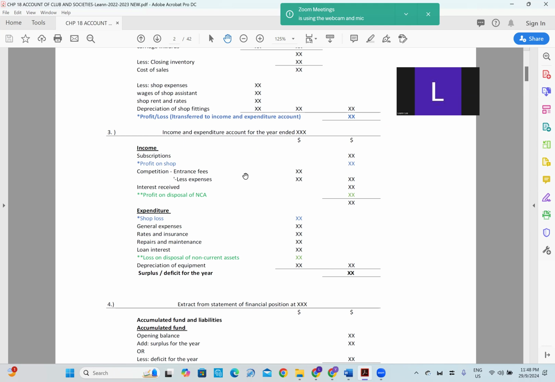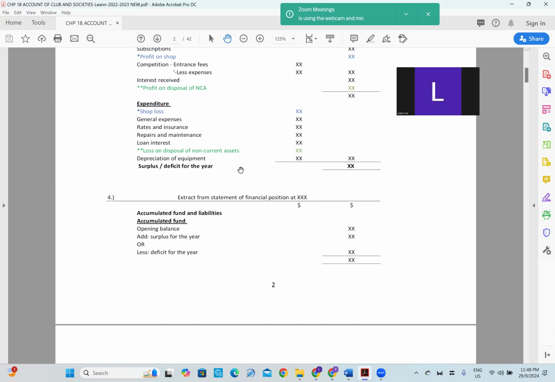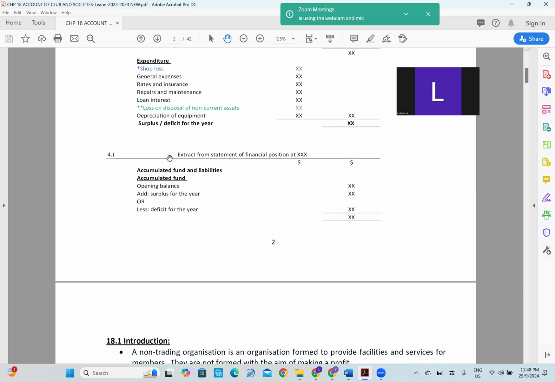Let's say there is a disposal of your NCA. So at the end of the day, you can only write surplus or deficit for the year. You cannot put profit or loss for the year. And last, this is the extract part for the SOFP only. It means that the previous NCA plus CA are totally the same as what you have learned in your trading SOFP.